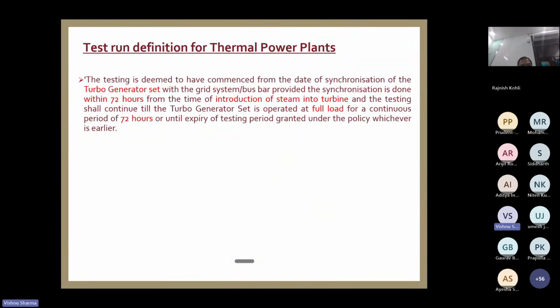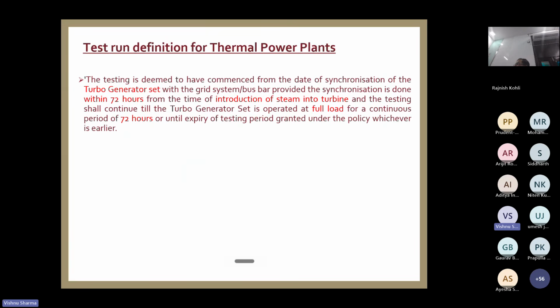उसके लिए क्या है कि if the synchronization is done within 72 hours, 72 घंटे में synchronization हो गया. Synchronization also takes time. First of all, you will inject steam into the turbine. Turbine rotate करेगा, धीरे धीरे RPM बढ़ेगा. Ultimately, it reaches to 3000 RPM. It takes time. Okay. उसके बाद then it will be connected to transformers. Load को फिर connect करके then it will be stepped up.